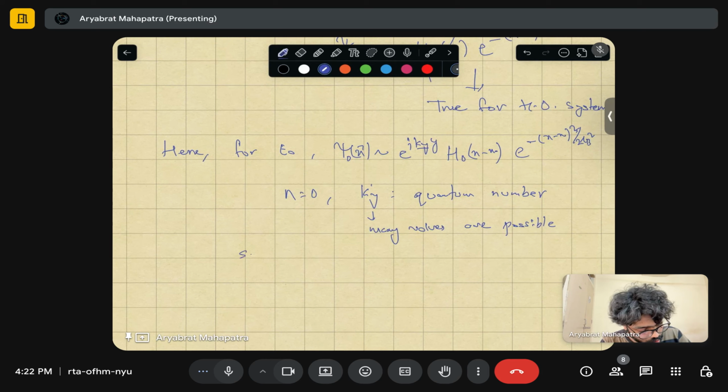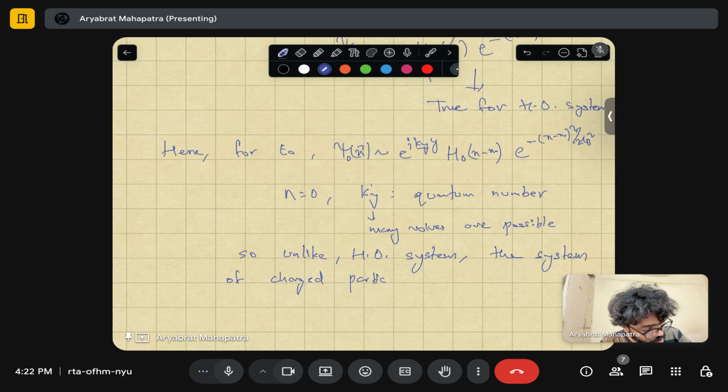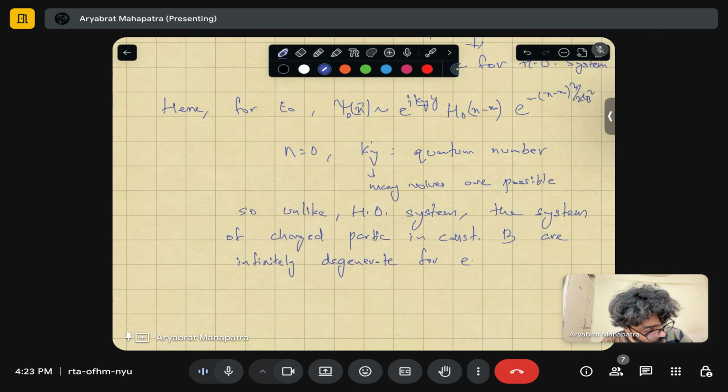So unlike the harmonic oscillator system, the system of a charged particle in a constant magnetic field is infinitely degenerate for each distinct value of n. So that is what the key line is.